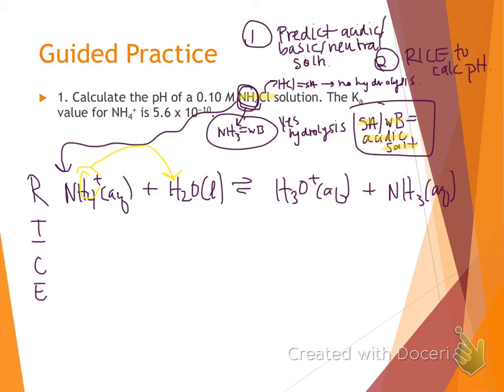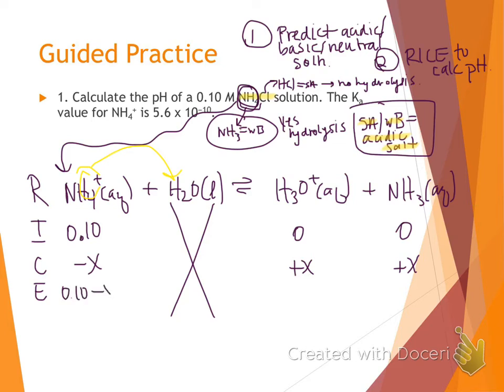So as we're filling out our RICE table, we don't need our liquid water. It's a liquid. They're not included in equilibrium. Well, we had a 0.10 molar ammonium chloride solution, so we're starting with 0.10 molar ammonium. Before that hydrolysis reaction, we do not have any H3O+ or ammonia. We're going to go through our change in terms of X. So we have minus X, plus X, plus X. That's going to give us our 0.10 minus X, X, and X.